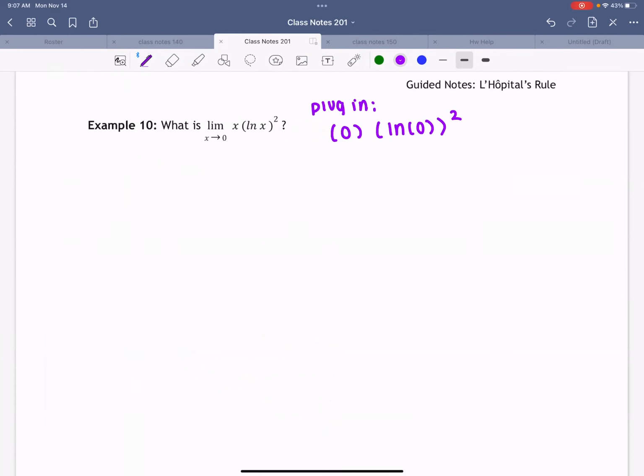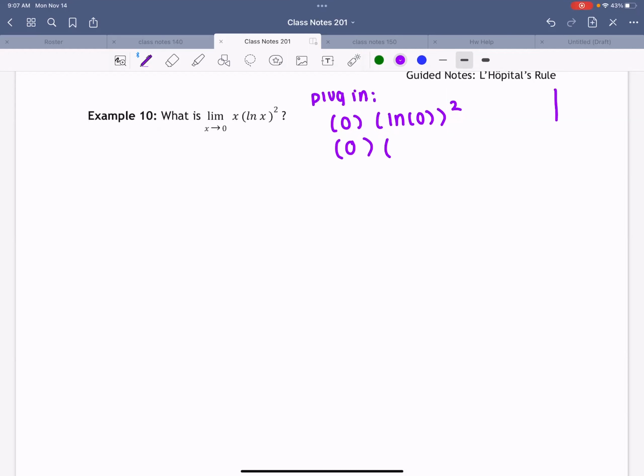Okay. Well, 0 is just 0. What's the natural log of 0? Yeah, it's going to negative infinity. If you don't see that, just graph ln of x in your calculator, and you'll see that the graph looks like this. And as we approach 0, the y values are approaching negative infinity. So the natural log of 0 is definitely going to negative infinity.